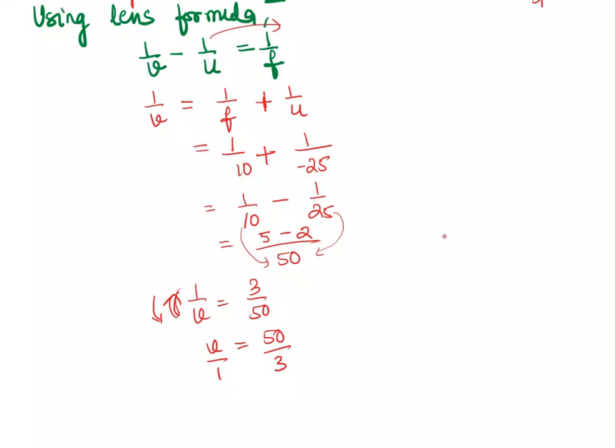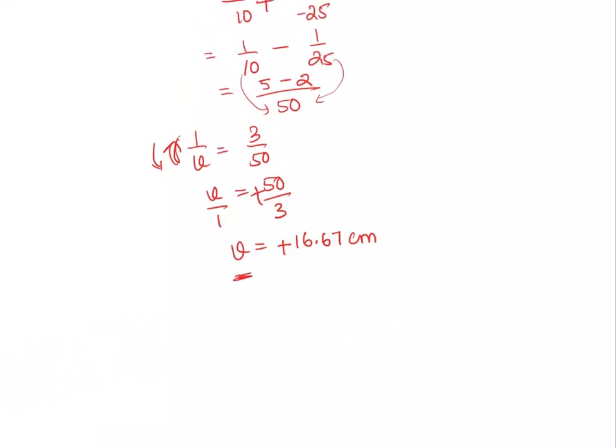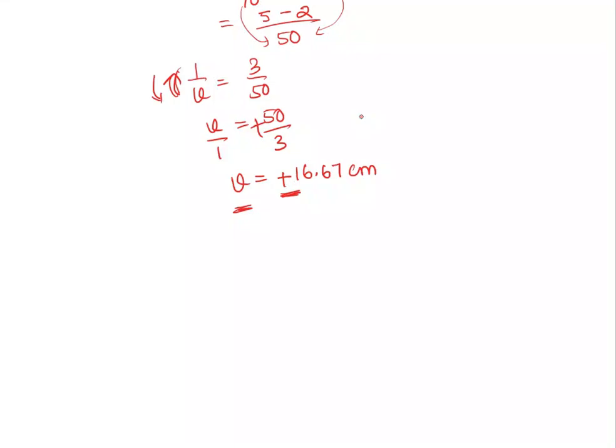Now this is a positive value. So v, after dividing 50 by 3, we get the positive value of 16.67 centimeter. Now here we have the image distance. This is the distance of the image from the lens. The plus sign for the image distance shows where the image is formed, because on the number line the right side is positive and the left side is negative.